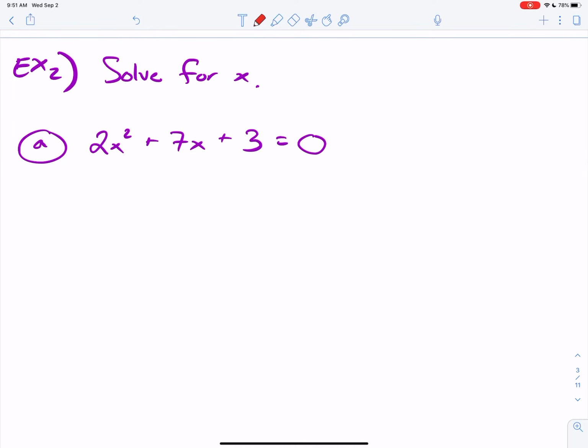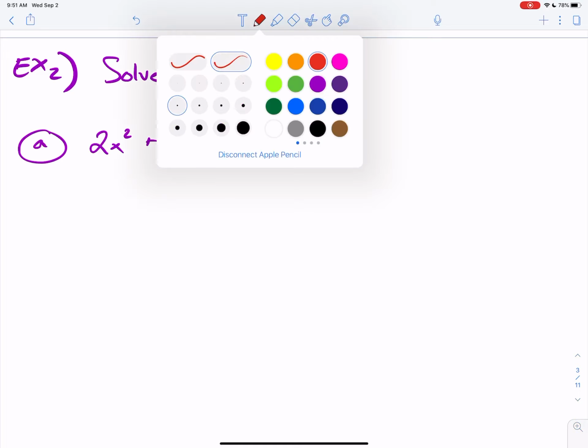Here's example 2. Go write it down. Press play whenever you're ready. We want to solve for x here. Sometimes they'll have the instructions, solve for x or solve the equation or find all x for real solutions, solve the roots. There are many different ways, and I'll show you guys all the different ways that they could possibly ask you, okay? So here we go.